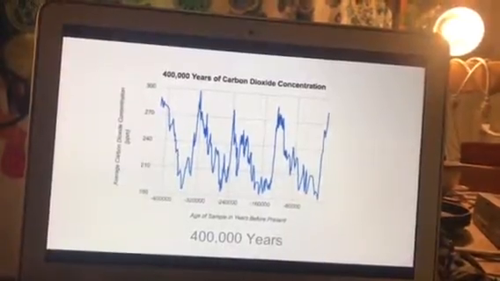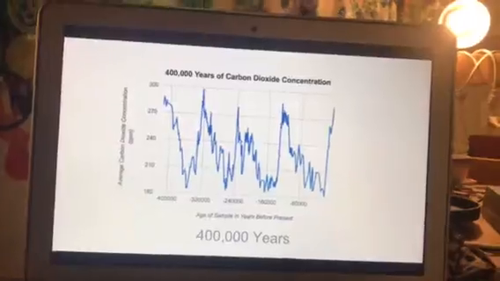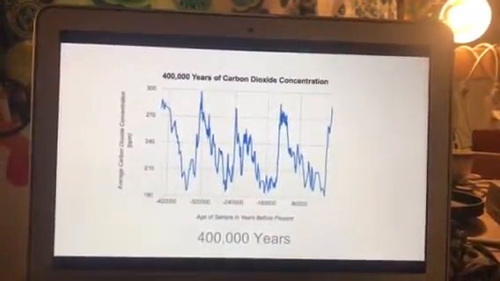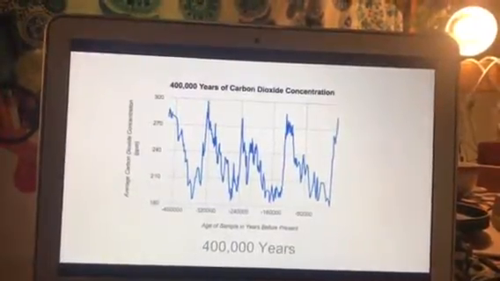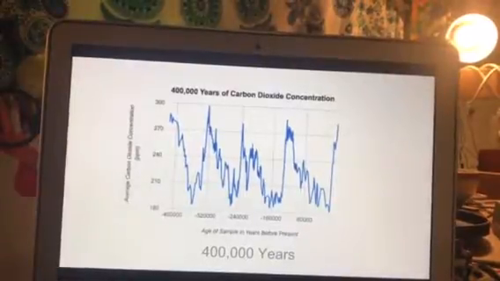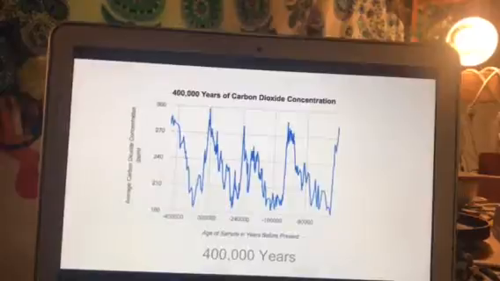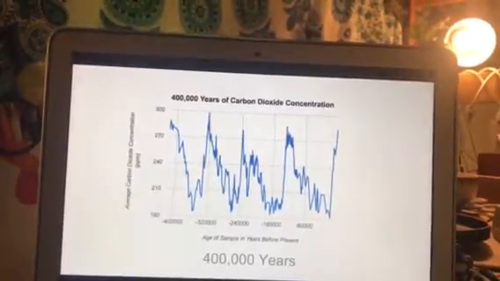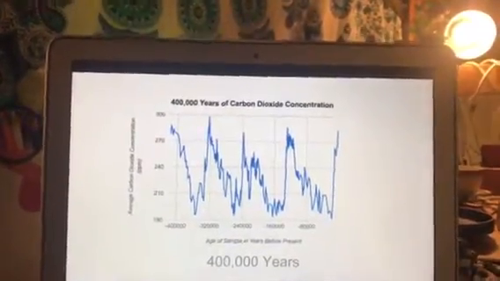The range of CO2 concentration is from 277.6 to 284.7 ppm, a 7.1 difference. Today's CO2 concentration is 404 ppm, and the highest not including today was 287.1. The difference between that is 116.9 ppm. A lot of these spikes happened during times when we weren't in an ice age.